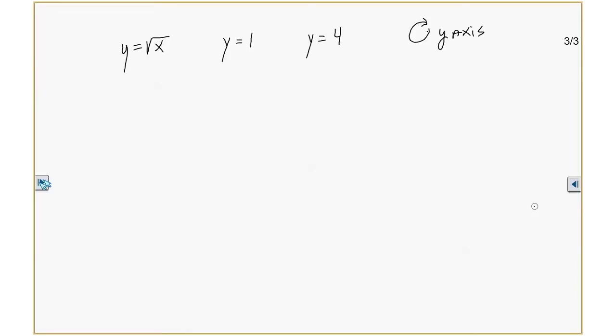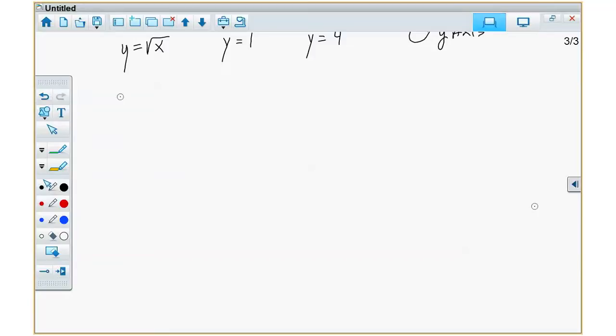So hopefully y'all can draw it. First thing you need to do here is change this in terms of what? Y. So square both sides. So x is equal to what? So now you sketch it.